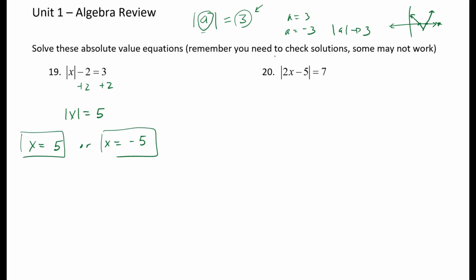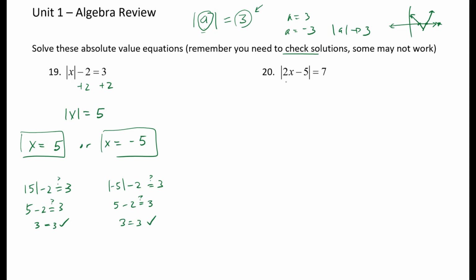And it says with absolute value equations, we actually need to go ahead and check our solutions. So let's go ahead and do that. The first one, we have absolute value of 5 minus 2 equals 3? So absolute value of 5 is just 5 minus 2 equals 3. 3 does equal 3, so that one works. Let's plug negative 5 in. Absolute value of negative 5 minus 2 equals 3. Absolute value of negative 5 is just 5 minus 2 equals 3, so 3 equals 3. That one works.